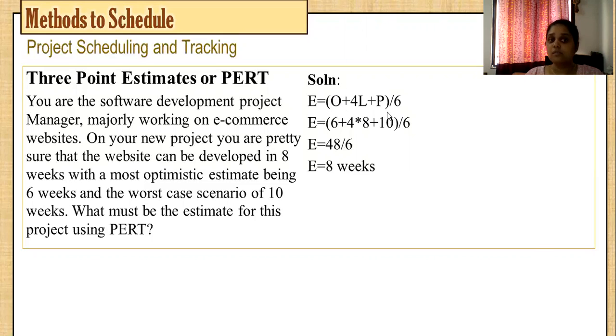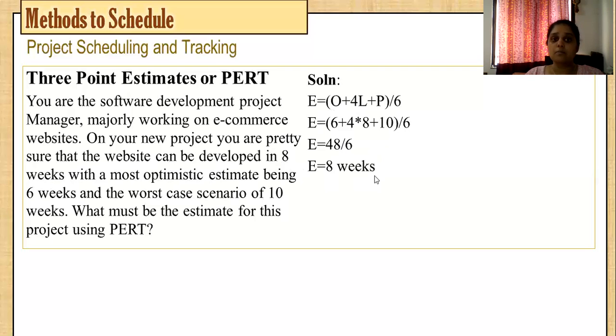Okay, but if you are using 3-point estimates, you have to use the formula 1 time O plus 4 times likely plus 1 time pessimistic. Okay, so that is dividing by 6. So I have substituted the values. Optimistic value was 6 weeks, likely value was, sorry, 8 weeks. Okay, and pessimistic value, that is worst case scenario, was 10 weeks. Divide by 6, which is equal to 8 weeks. So using PERT, your estimation for the completion of the software will be near about 8 weeks.